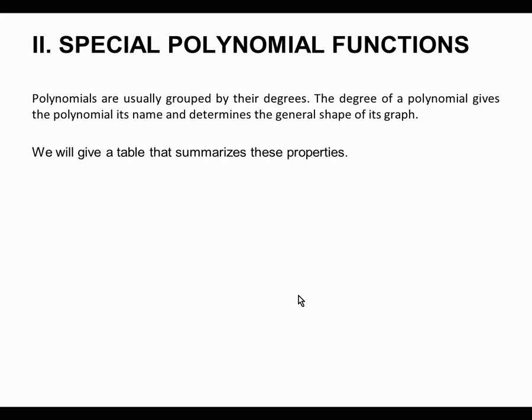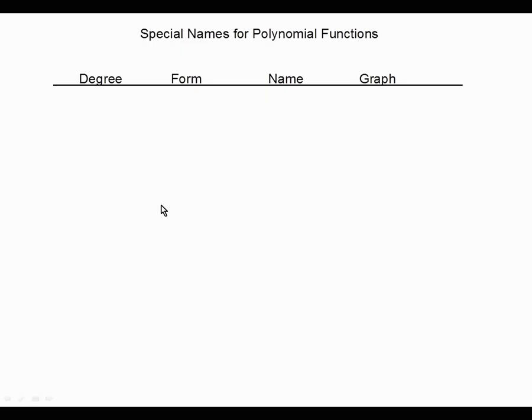So we're going to give a table that summarizes these properties. The special name polynomial function will have its degree, its generic form, the actual name that it has, its specific name other than polynomial function, and what its graph looks like. You might need a little extra room between the degree, its form, and its name. The name's not long, but the form can be incredibly long.